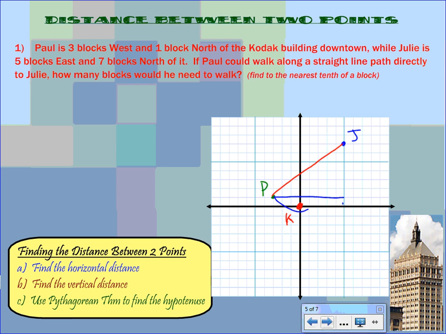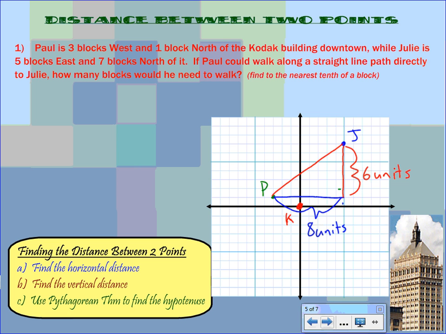So this ends up being a total of 8 units as a horizontal distance. And I want to look at the vertical distance, which I'll do in red here. The vertical distance from Julie to Paul is this distance here. And again, we can count those units. We've got a total of 6 units vertically. And the reason I care about those 2 is they form a right triangle.